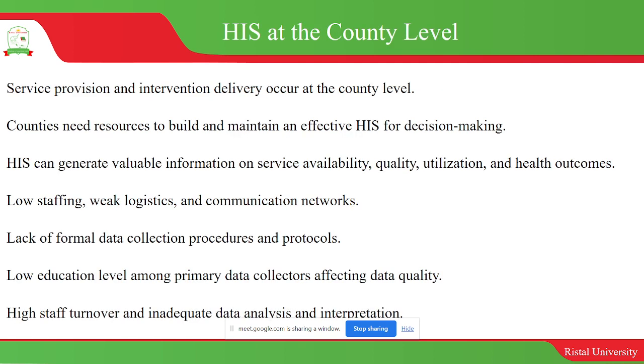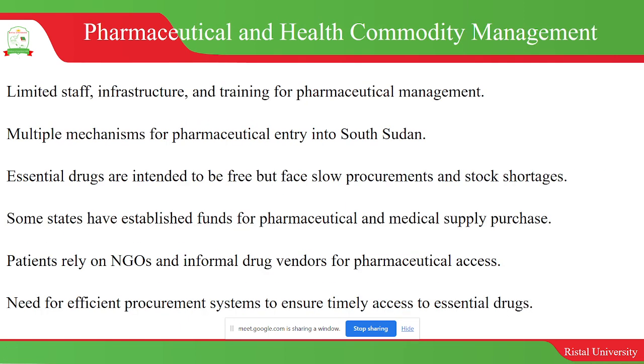At the county level, still it is very important that valid and reliable data is kept. However, issues of lack of personnel and lack of proper data collection procedures and protocols, and lack of training, and high staff turnover. This makes it very difficult to have high quality data at the county level. So it's one of the challenges of health information systems in the country.